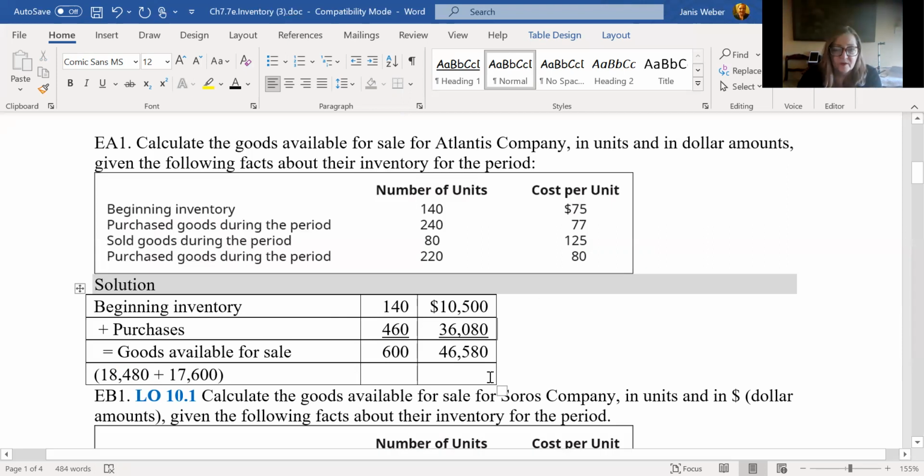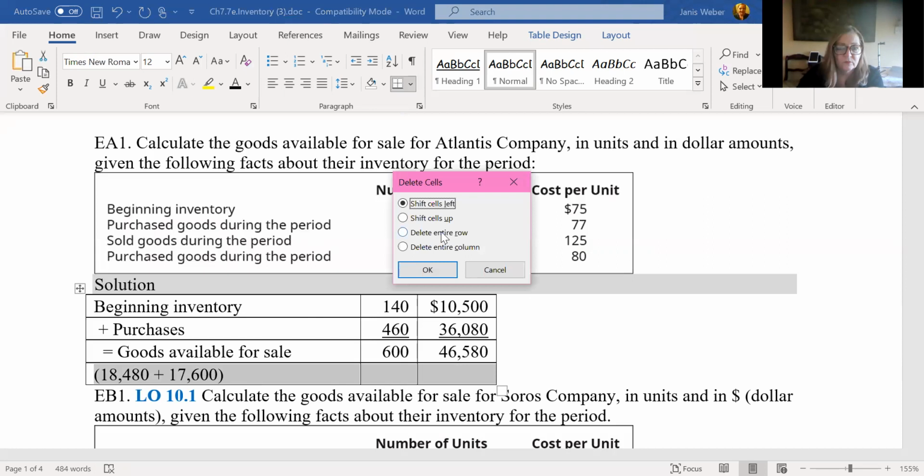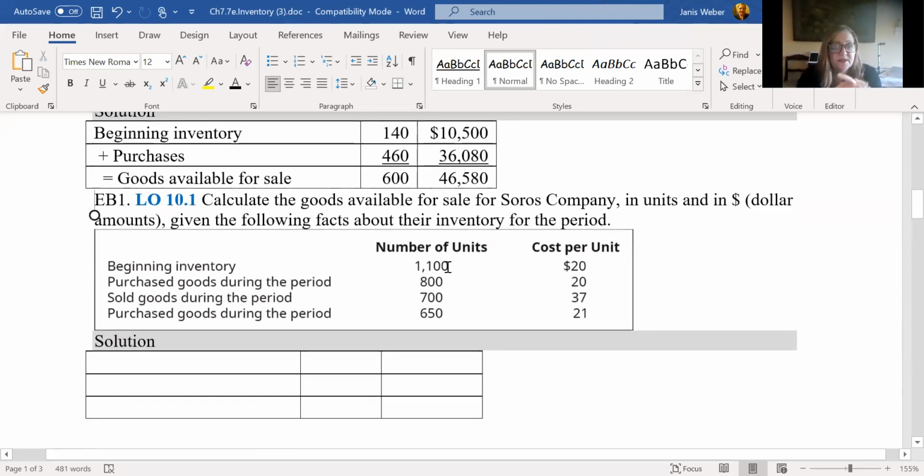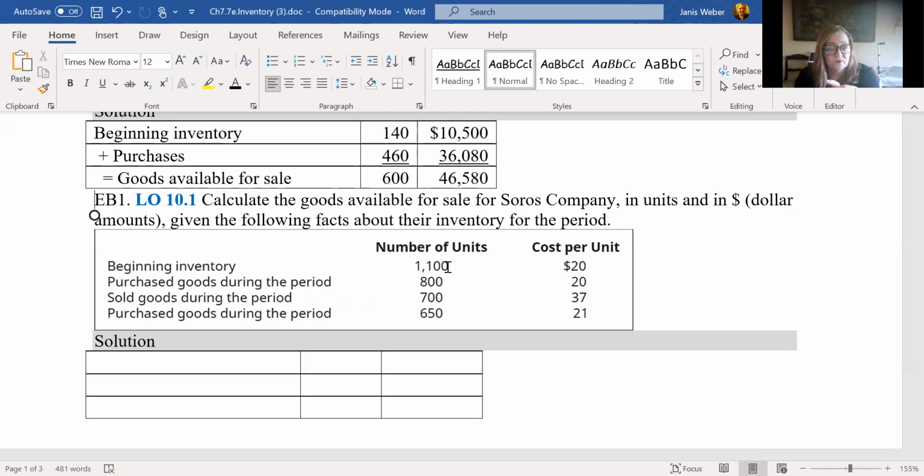Okay. I'm going to delete this now, since we've shown how it works. EB1. This one says calculate the goods available, the same thing. So if you want to practice what we just did, just pause the video and calculate it. And then whenever you unpause, you're going to see me solving it.